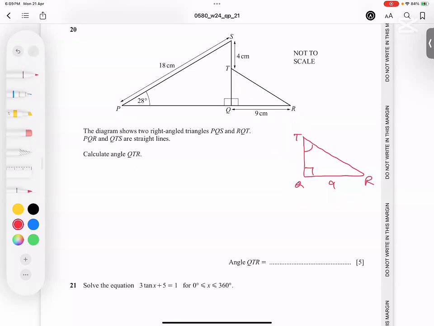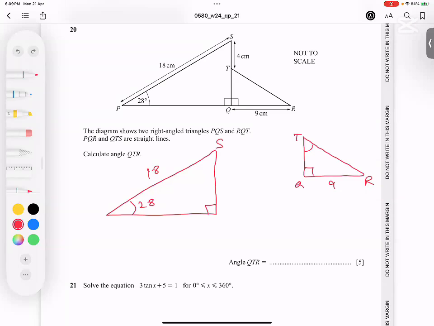Okay, now, is it enough data? No, it's not enough data to get a solution. So I will make another triangle, a big one. I will make it like this, 18, and here I have 28, as given. So I will use this triangle to get the first part. Using SOHCAHTOA, I will get this length first of all.